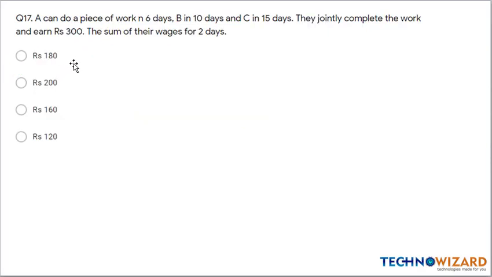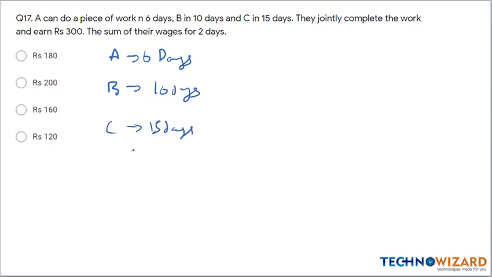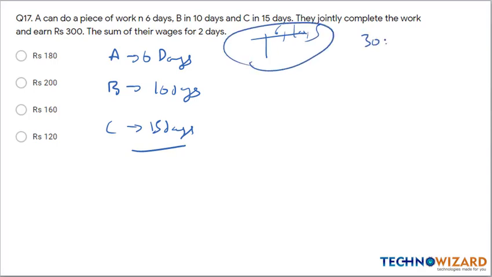Next question. Question number 17. A can do a piece of work in 6 days. Okay. B can do the work in 10 days. C can do the work in 15 days. Okay. First of all, we will find the total work to be done. We will take the LCM of 6, 10, 15. This will come out to be 30. 30 units of work are to be done by A, B, C together.